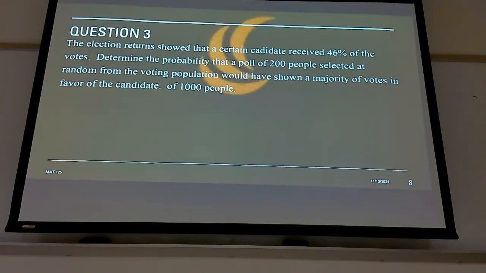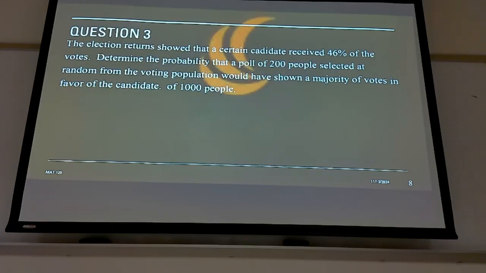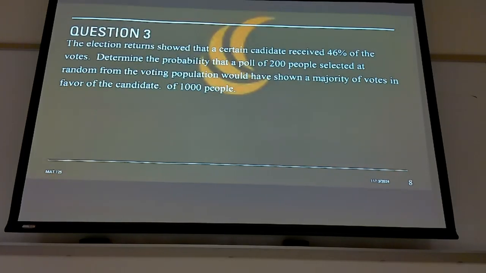This is broken into 2 parts, though. I'm going to have to find 1 mean and 2 standard deviations, because standard deviation depends on your sample size, and we have 2 of them.